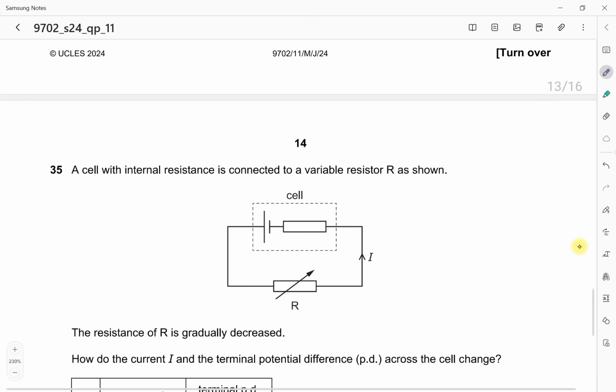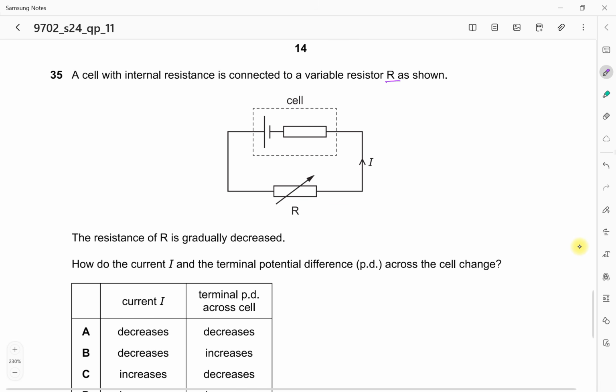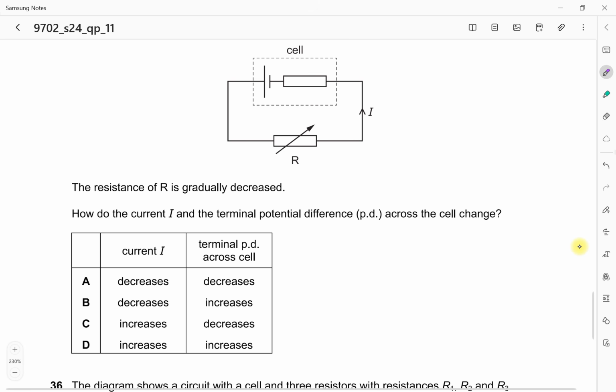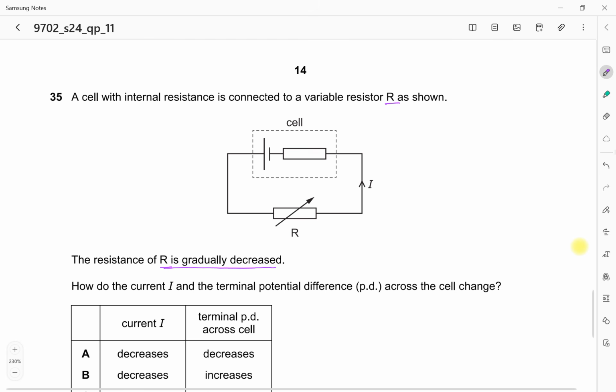A cell with internal resistance is connected to a variable resistor R as shown. The resistance of R is gradually decreased. So this means total resistance decreases. That means total current, which is I, increases. Remember, at the internal resistance, we have what we call the lost volts. The lost volts is equal to I times the internal resistance.